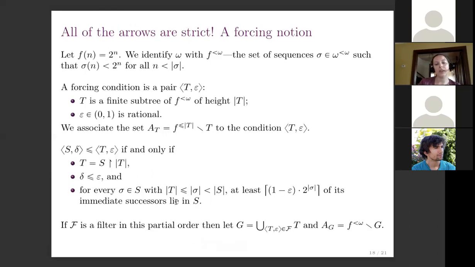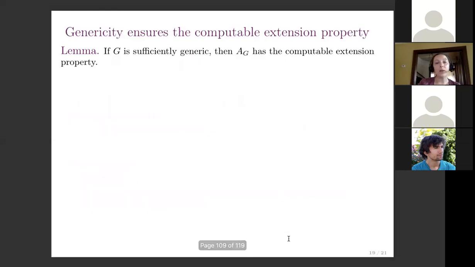So a filter in this partial order will be associated to a big tree, which is the union of these trees that we're building. Correspondingly, it will define a set, A_G, which is the complement of that tree, or equivalently, the union of these A_T's that we associated to the conditions in the filter. Okay, so now if G is sufficiently generic, then A_G must have the computable extension property.